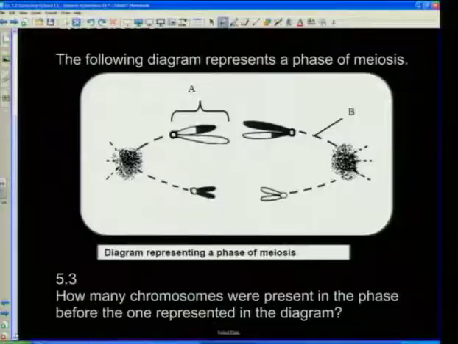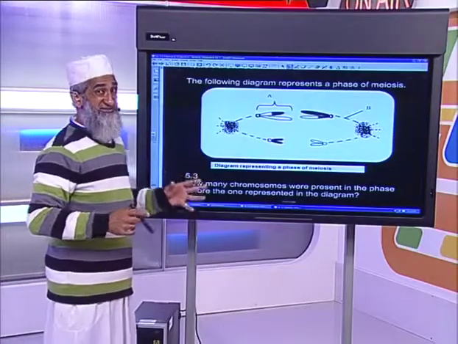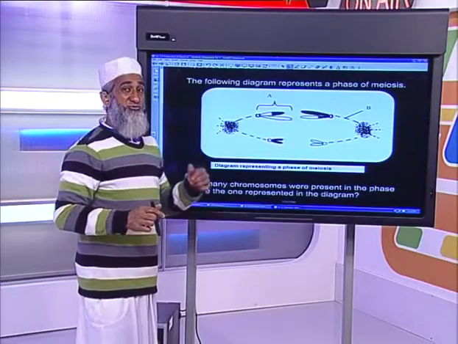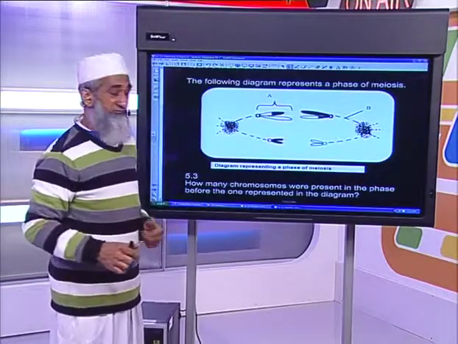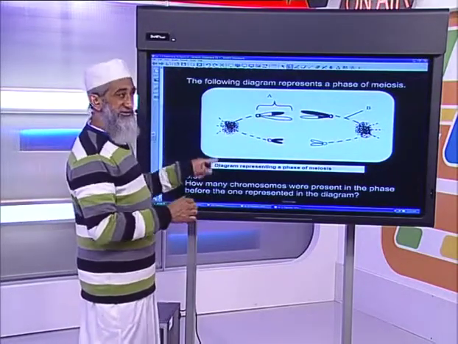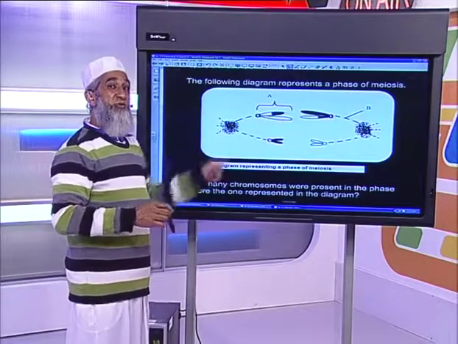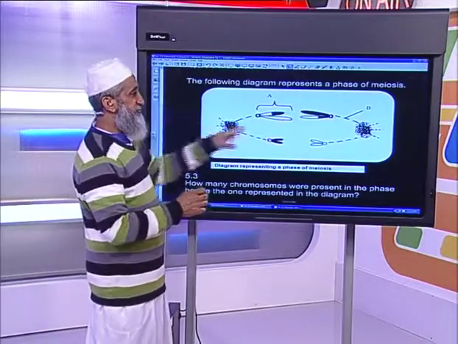How many chromosomes were present in the phase before the one represented in the diagram? Before this separation took place, how many chromosomes were there? Now this is basically a trick question. Because you're going to think, because I answered 2 earlier, now I must say 4. They want to know before this phase here. They didn't say meiosis 1, meiosis 2, but before this phase took place.